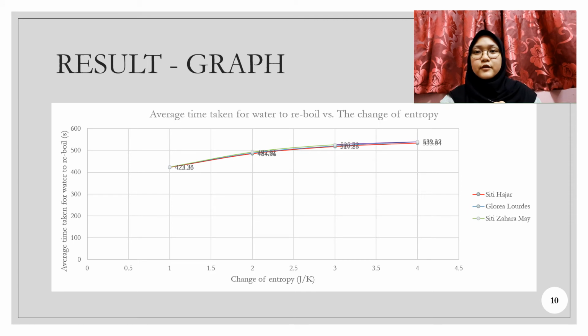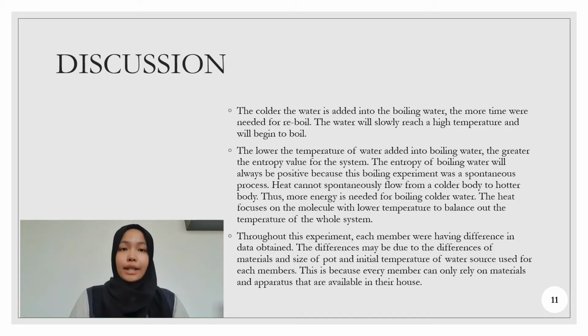This is the graph of average time taken for water to reboil versus the change of entropy from the previous table. From this graph, we can observe that all of us got similar results and it follows the same trend. From the data and calculation, it is noticeable that when the colder water is added into the boiling water, the more time was needed to reboil.